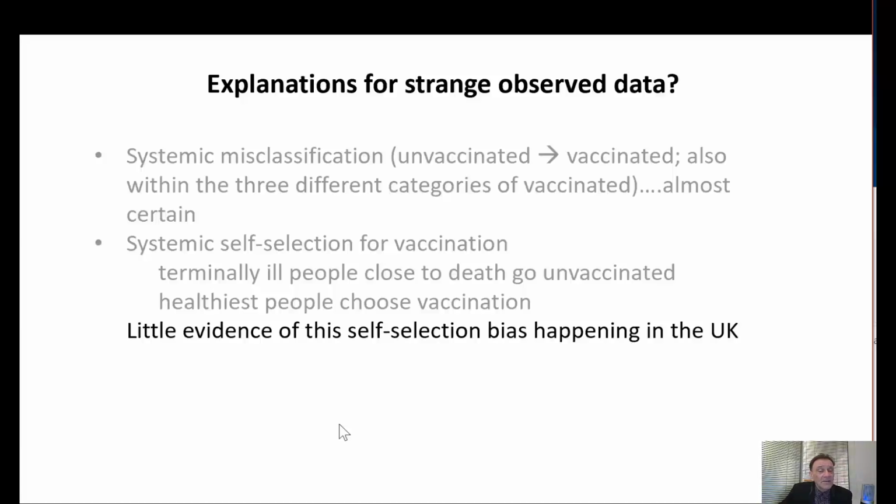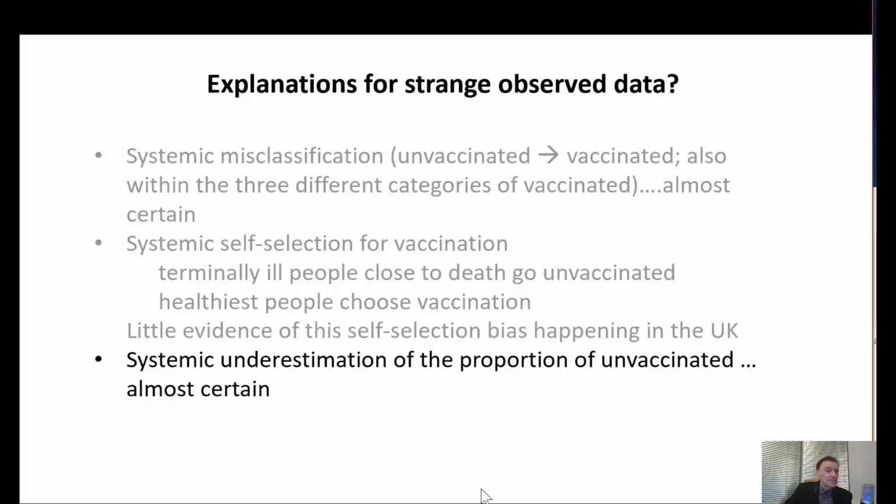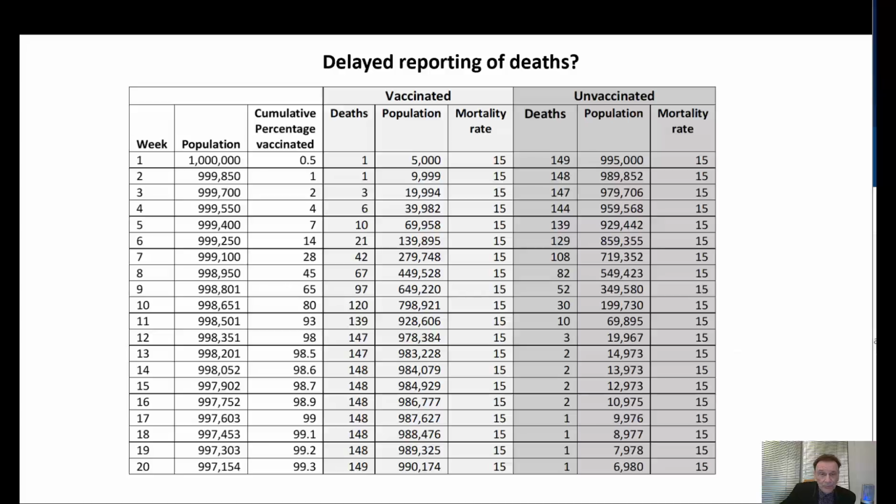And if anything, it's the healthy people, or those who already had COVID, who maybe choose not to get vaccinated. So no evidence of those. There is evidence of systemic underestimation of the proportion of unvaccinated. And that's something that we've reported from earlier studies.